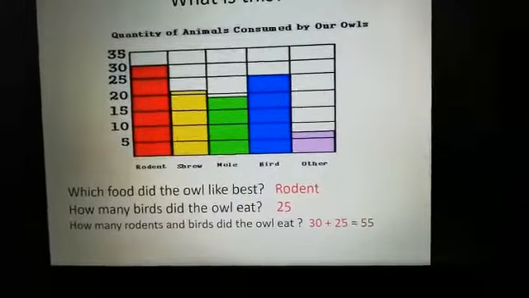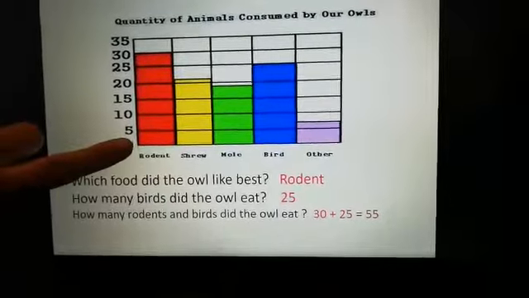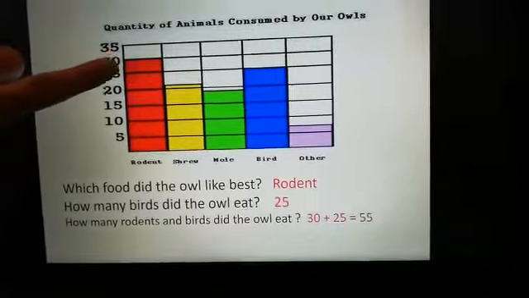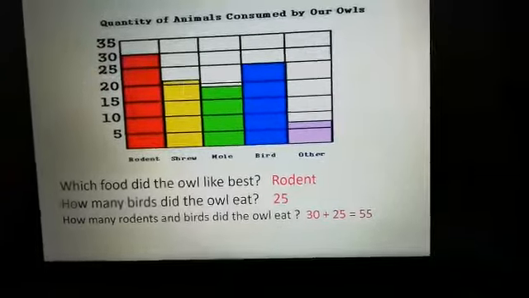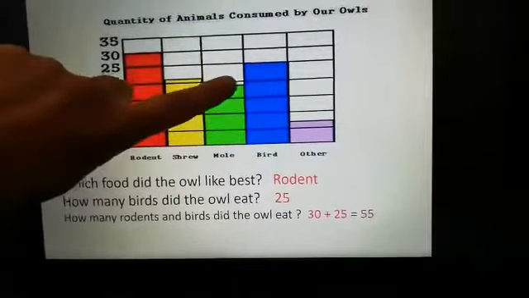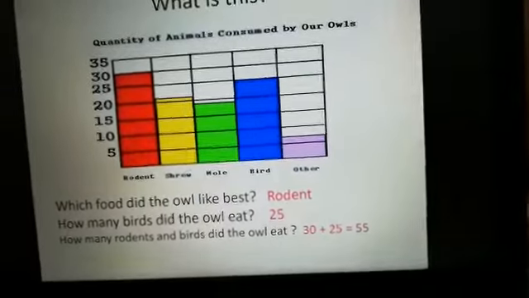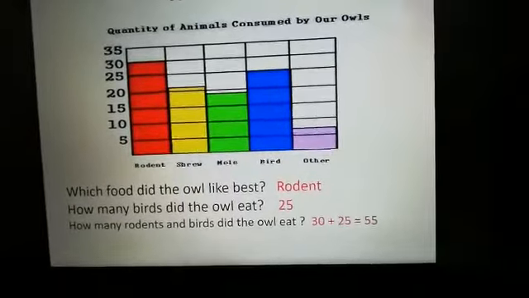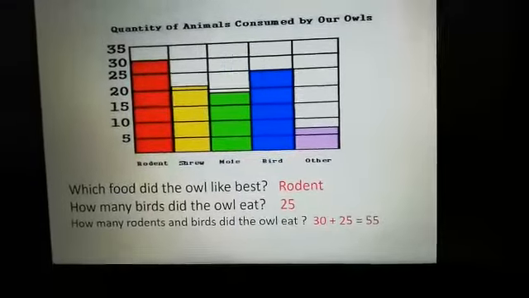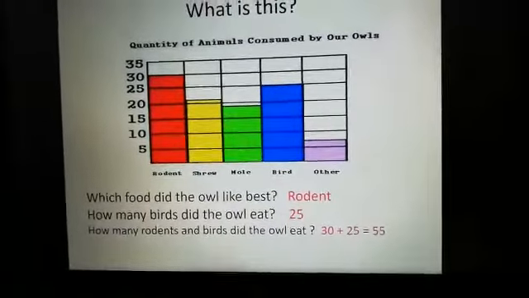So you should have which food did the owl like best. So you need to look which animal has the highest score, and it is the rodent at 30. How many birds did the owl eat? So you need to go to the birds, count how many, 25. How many rodents and birds did the owl eat? So you need to find out how many rodents, how many birds, and then add them together, which is 30 add 25, which is 55.